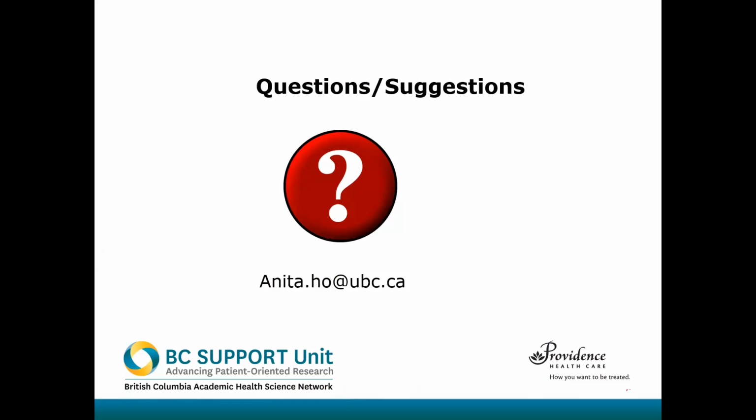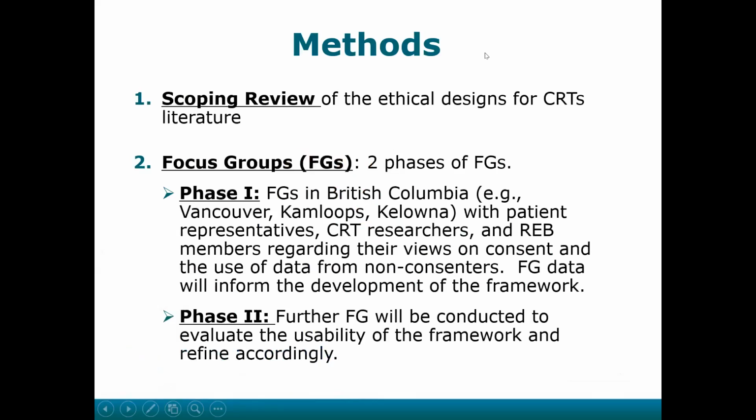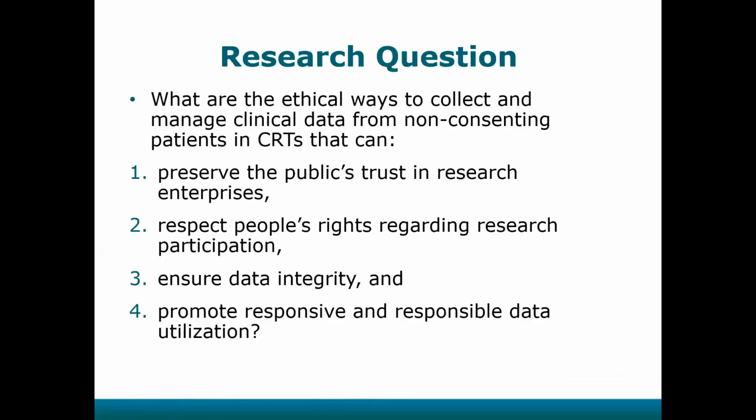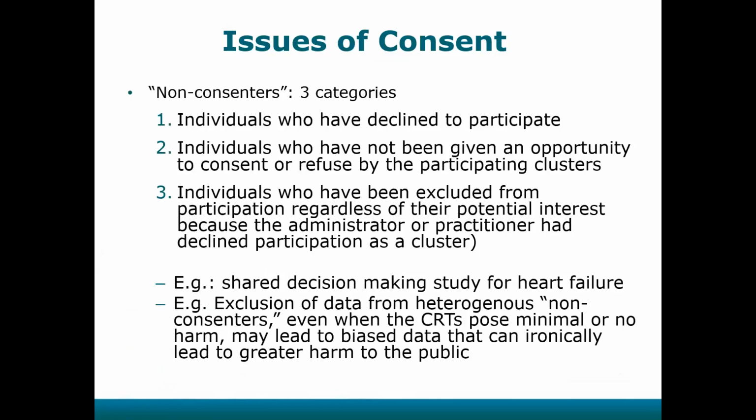Maybe we can pop back to the previous slide so that people can see the 3 different levels of consenters and non-consenters, and see if there are any questions about that. Cheryl, I know that this might be of particular interest to you, or to you, Linda. So are there any comments on this slide, the issues of the 3 categories of non-consenters, or the proposed methods with the scoping review and the focus groups?